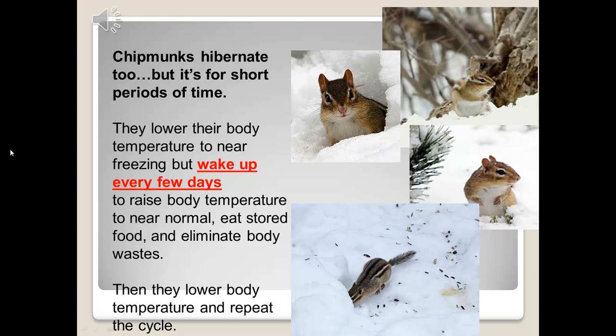Another example of an animal that is able to hibernate during the long winters in the tundra are chipmunks. Chipmunks hibernate too, but it's for short periods of time. Chipmunks lower their body temperature to near freezing, but wake up every few days. To raise their body temperature to near normal, they eat stored food, eliminate body waste. Then, they lower their body temperature again and repeat the cycle.